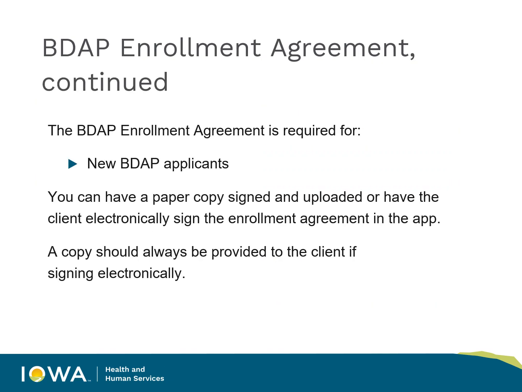The BDAP agreement is required for new BDAP applicants only. You can have a paper copy signed and uploaded, or have the client electronically sign the enrollment agreement in the app, but a copy should always be provided to the client if they are signing electronically. If a client declines taking that paper copy from you, that's okay, but you need to at least offer to give them a copy for their own records so they know what they've agreed to.